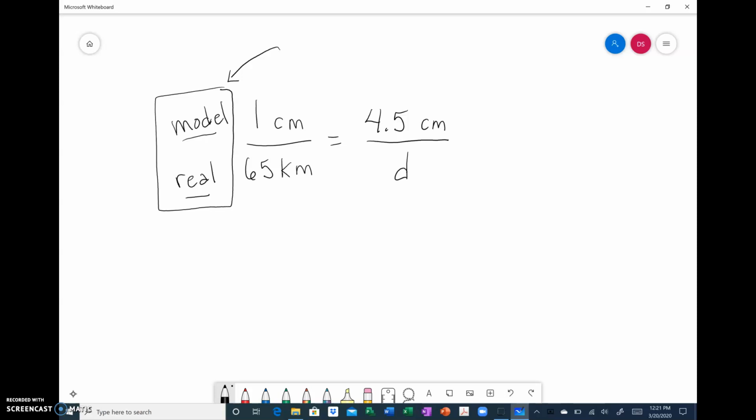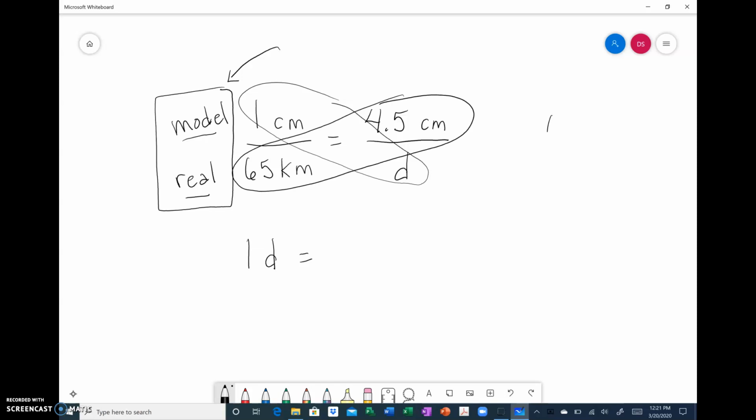So this goes back to 8.4 and 8.5. We can use the butterfly method here to cross multiply, and therefore we get 1D equals, so when we multiply these two, we are going to know what the distance is because we don't usually show a coefficient of 1. And when you multiply 65 times 4.5, you can actually see the answer in the book. You should get 292.5.